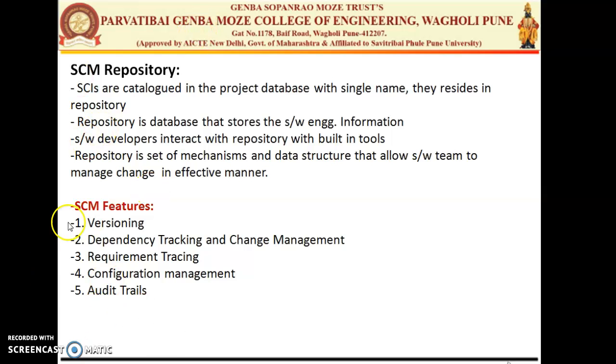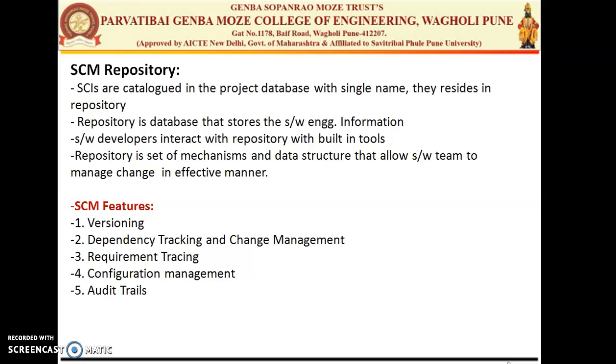So we have SCM features such as versioning, dependency tracking and change management, requirement tracing, configuration management, and audit trails. Suppose we talk about versioning. In the development process, as the project progresses, various versions of the product are developed, and the database needs to save all those versions. So the repository needs to track all these versions in order to effectively manage the product delivery and product release.